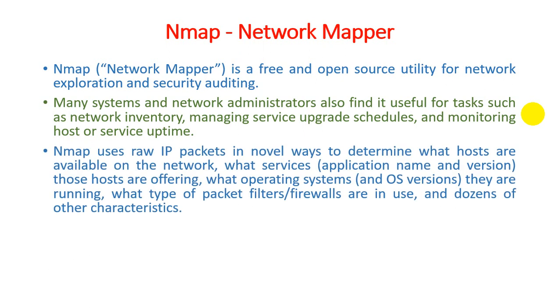Nmap uses raw IP packets in a novel way to determine what hosts are available on a network, what services, like application name and version, those hosts are offering, what operating system, like OS version, they are running, what type of packet filters, or we can say firewalls, are used, and dozens of other characteristics.